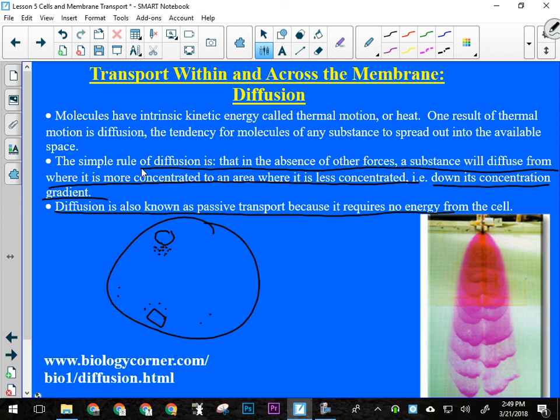All right, so again, this is just within the cell. Diffusion works within the cell. It's not transporting across the membrane. If it's already in the cell or it's produced in the cell, it's going to move by diffusion.